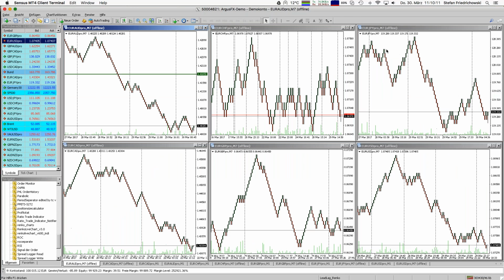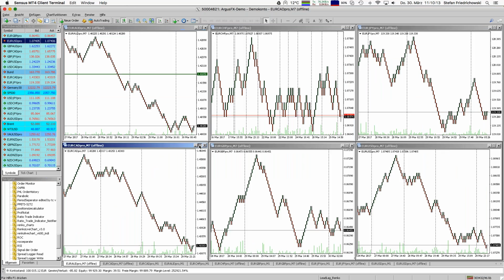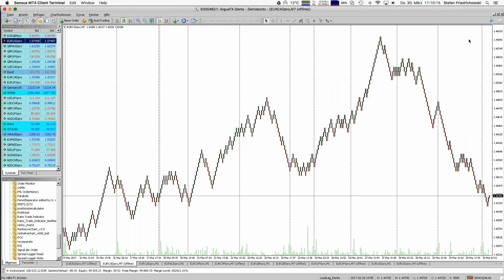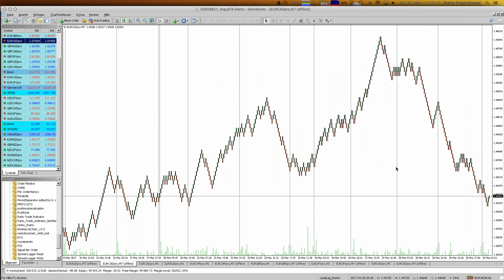And let me just show you another one, which is this one here, Euro Canadian dollar. It's a little bit similar to the previous one. Within the last 3 days, we have a strong movement downwards. Those moves are really well seen within those Renko charts.